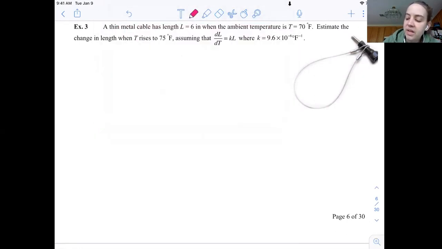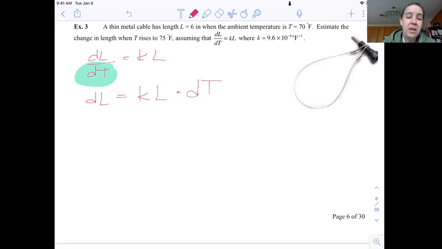So you start out with dL/dt is equal to KL. And then the new idea to remember today is that we can break apart these two differentials. That dt we're going to multiply to the other side. So dL is equal to KL times dt. And then you put in the values that you know. The change in the length, K is given, is 9.6 times 10 to the negative 6.